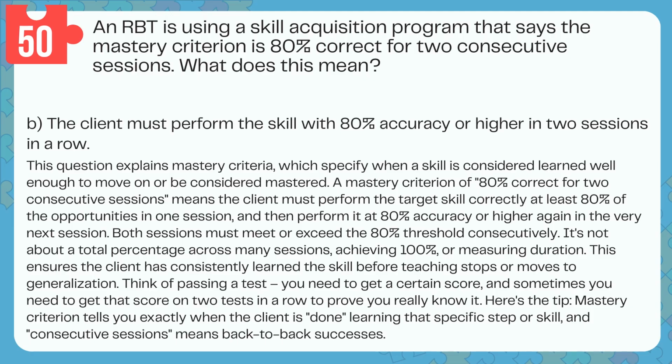Think of passing a test. You need to get a certain score, and sometimes you need to get that score on 2 tests in a row to prove you really know it. Here's the tip. Mastery criterion tells you exactly when the client is done learning that specific step or skill, and consecutive sessions means back-to-back successes.